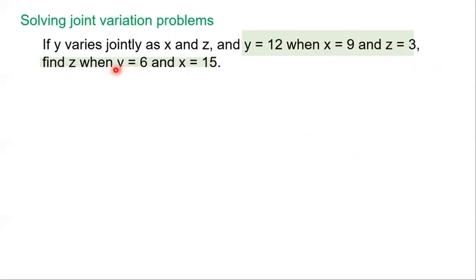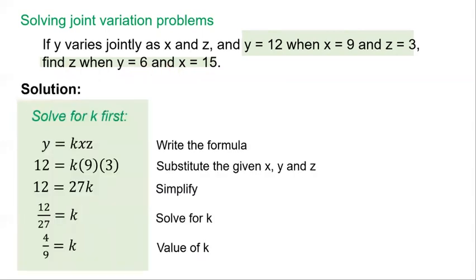Tapos, dito sa statement natin na ito, find z and then given yung y at yung x. So, hindi mo to agad masusolve. Kailangan isolve muna natin yung value ng k. So, to solve for k, we have to write the formula first and then substitute the given x, y, and z. Simplify. That is 9 times 3 equals 27 times k. And then copy lang yung 12.